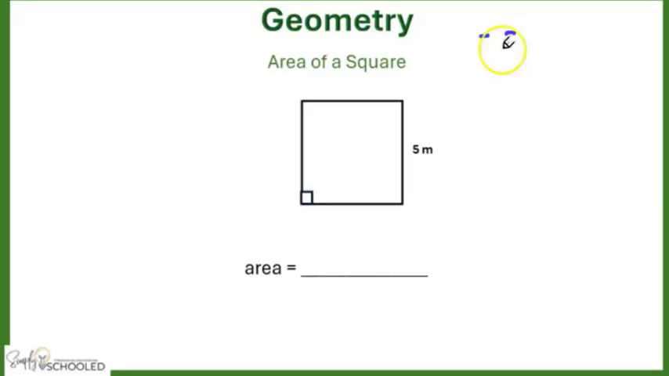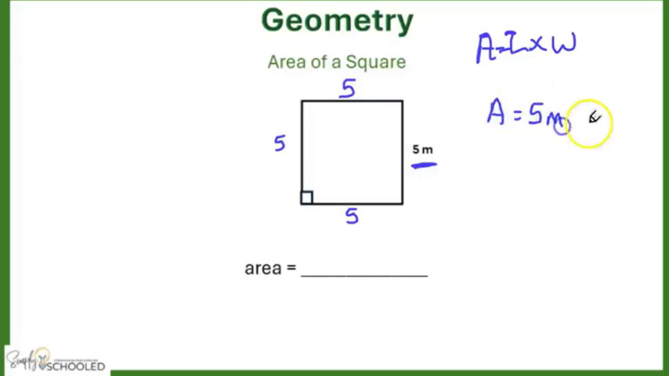A square is a little bit different. Remember, area equals length times width. Okay, well with a square, remember all the sides are the same. So even though it just gives us one measurement, we still know that area equals 5 meters times 5 meters. So 5 times 5 is 25, and that would be meters squared.